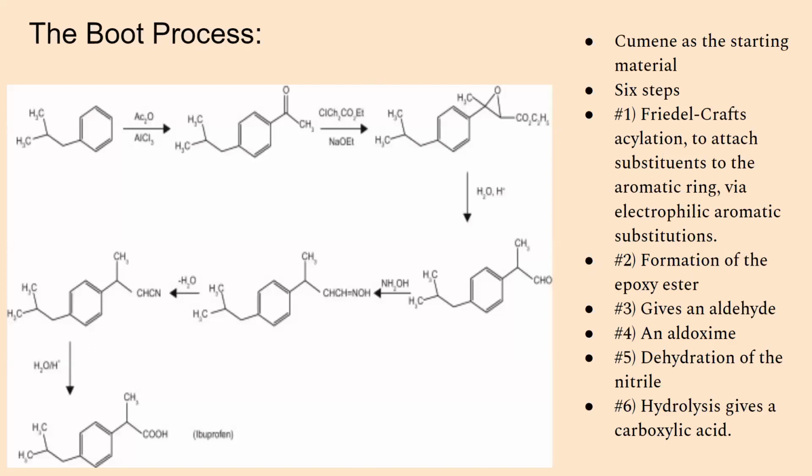Here's a closer look at the Boots process. For the starting material, we have cumene, and this synthesis took 6 steps. In the first step, we have a Friedel-Crafts acylation, which we use to attach substituents to the aromatic ring via electrophilic aromatic substitutions. In the second step, this acetyl group is converted to an alpha-beta epoxy ester via Darzens reaction with ethyl chloroacetate. Next, for the third step, we have hydrolysis and decarboxylation, which give the aldehyde.